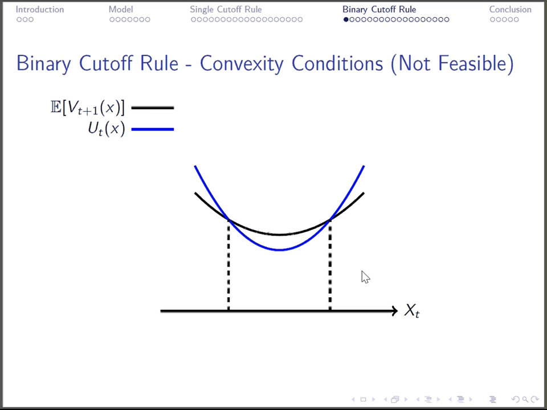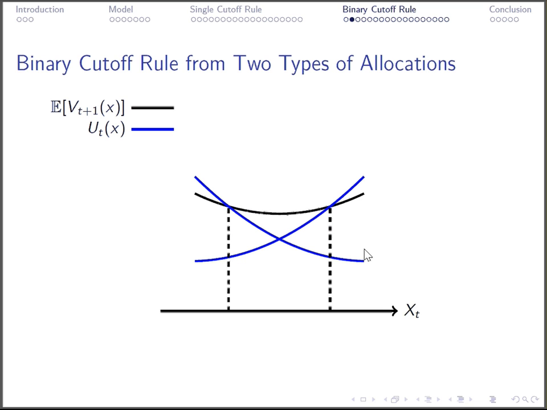So basically all I did is prove something: if some condition that never holds, then something happens. So that's not useful. That's why I removed that part, and I cheated a bit. What I did is break this into two parts, like this. Another way to get the binary cutoff stopping rule is we have two types of allocation. One type is decreasing, the other type is increasing, and then the max of them will have that kind of concave convex shape again.